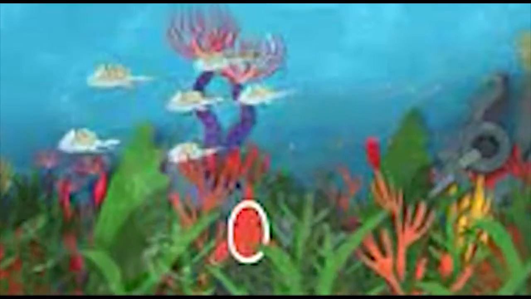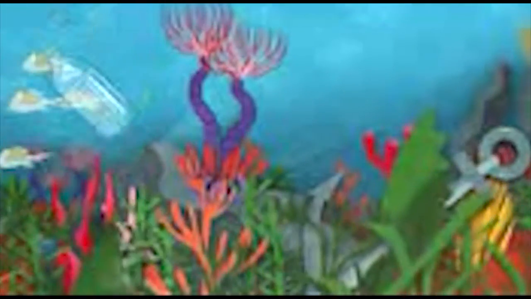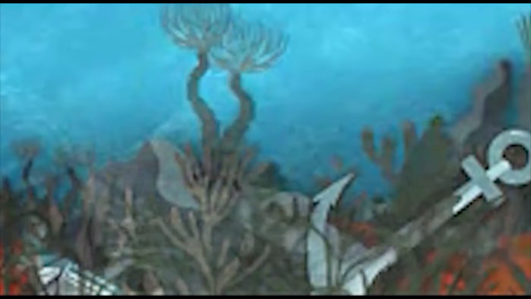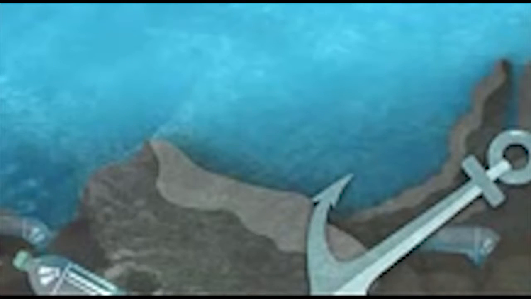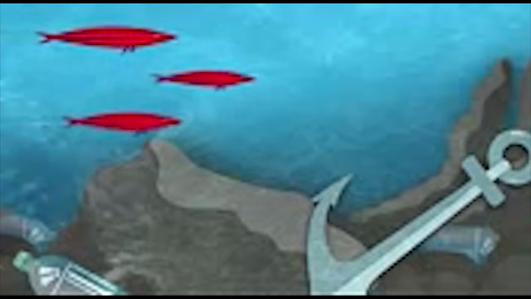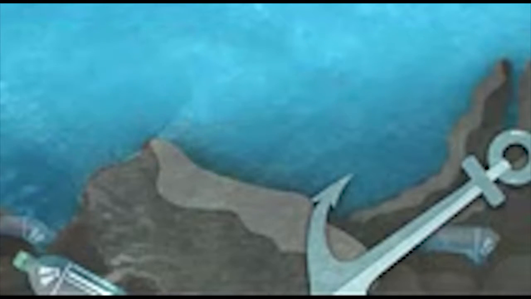So what happens when destructive fishing practices, pollution, and ocean acidification weaken coral or even kill it altogether? Exactly what you might think. The loss of this keystone species leaves its dependents at a loss too, threatening the entire fabric of the reef.